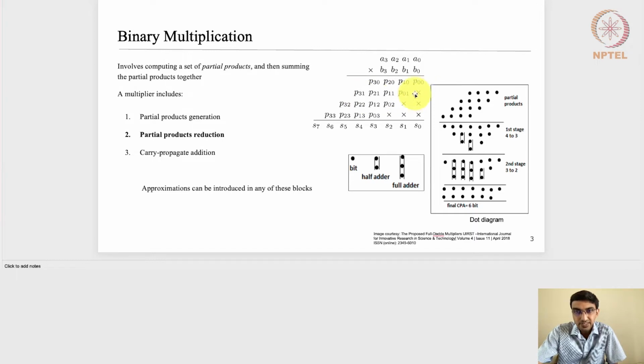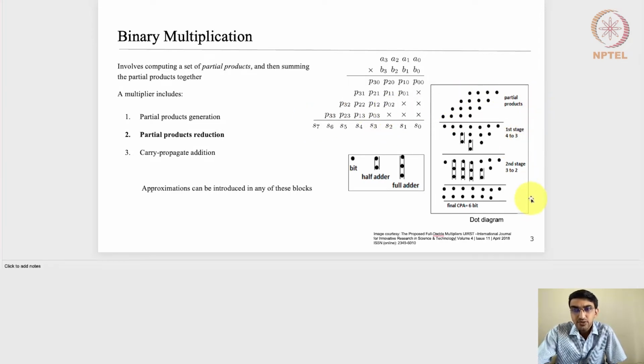Of course, there will be an offset here. The third one will give us the third row with 2 offsets. And then B3, when it gets multiplied with the 4 A bits, gives us the fourth row, of course with 3 offsets. If I add all these, I'll get the 8 product bits, S0 to S7, right?